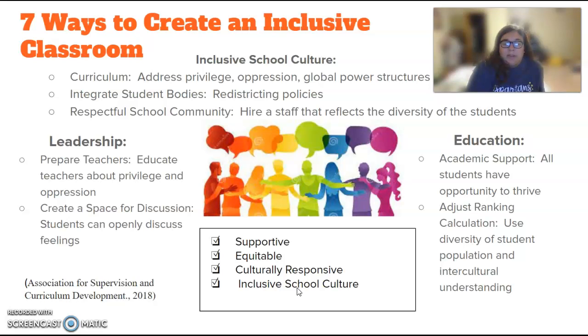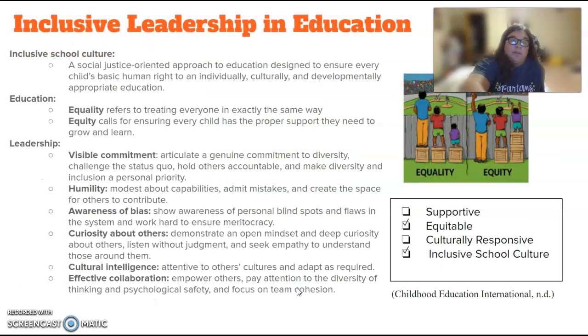We need to adjust the ranking calculation, and use student diversity of the student population and intercultural understanding. For leadership, we need to prepare our teachers. We need to educate them about privilege and oppression and create a space for discussion. Students and teachers need to feel like they can openly discuss their feelings. I felt this article was very supportive, equitable, culturally responsive, and it covered inclusive school culture.